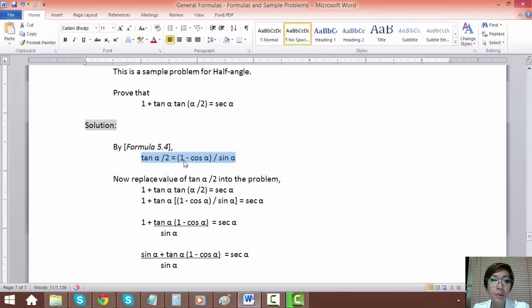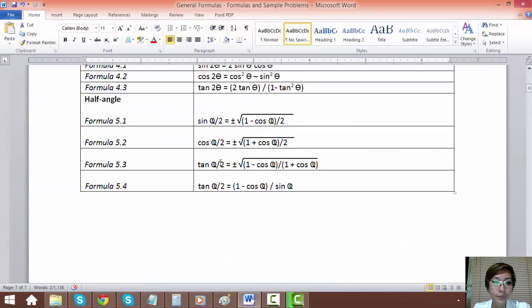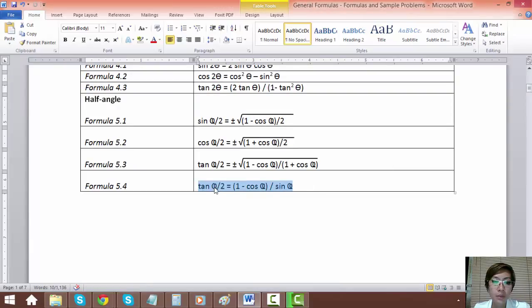1/2 alpha, is equal to 1 minus cosine alpha all over sine alpha. So if you check formula 5.4, here it is. The variable that we are using here is p, which replaces alpha based on our problem. So it is equal to tangent of the half angle is equal to 1 minus cosine of the angle all over sine of the angle.